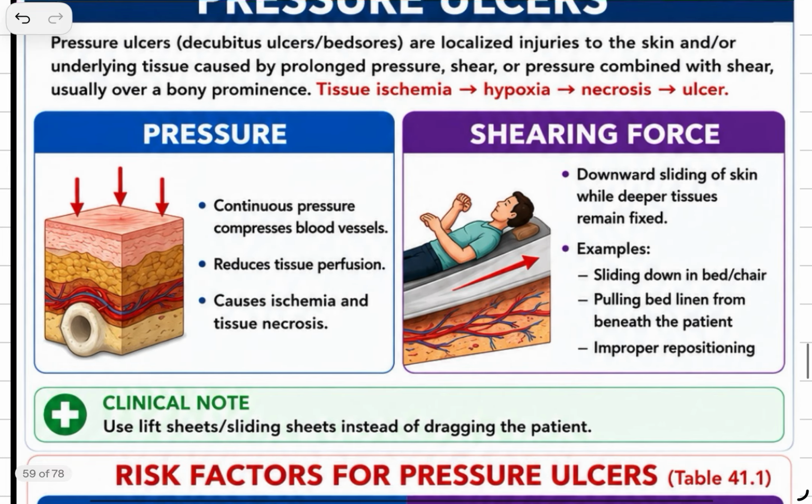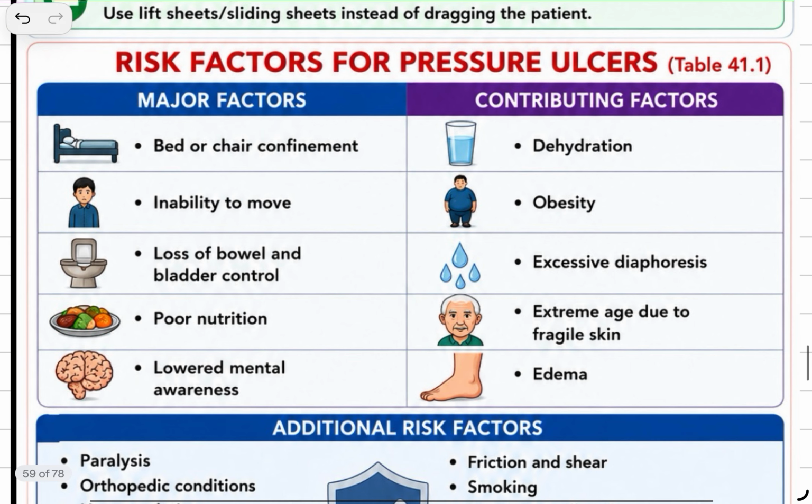Are you understanding? Yes. Getting into the risk factors. In the risk factors, we can see the patient who is a bed confined patient, or else chair confined patients, that means bedridden patients. For them there are major risks. They are unable to move, for example paralysis patients, or loss of bowel and bladder control. They don't have any control over their external sphincter. Then the relaxed anal sphincter lets the content from the bowel or from the urinary bladder come out when they are bedridden, right.